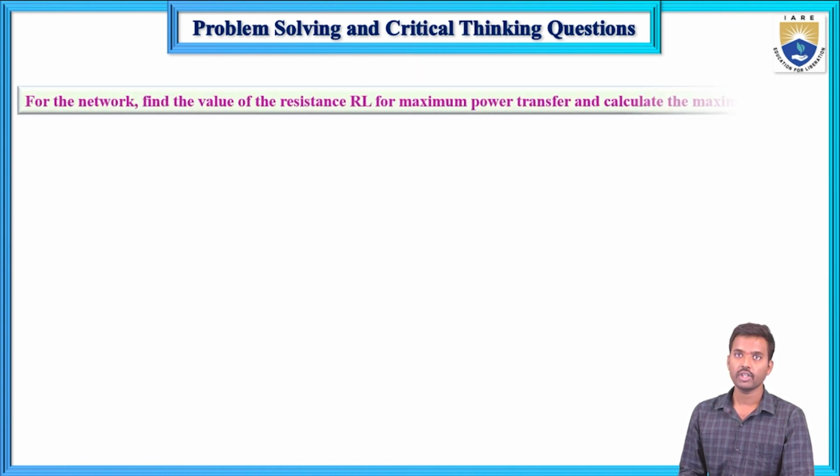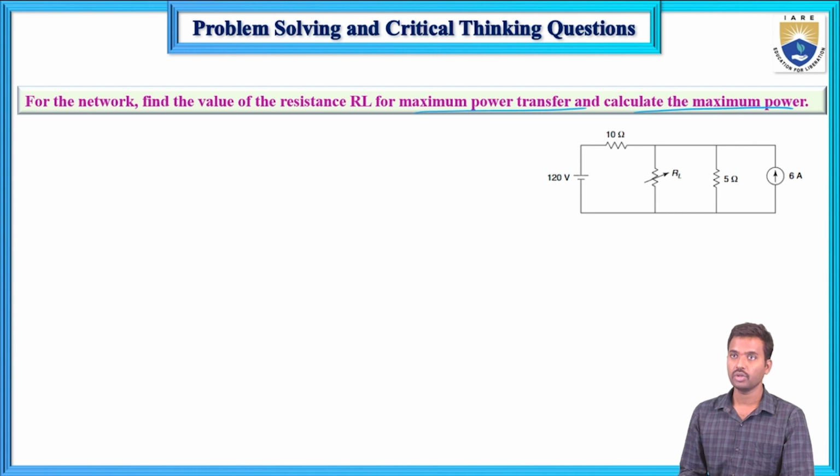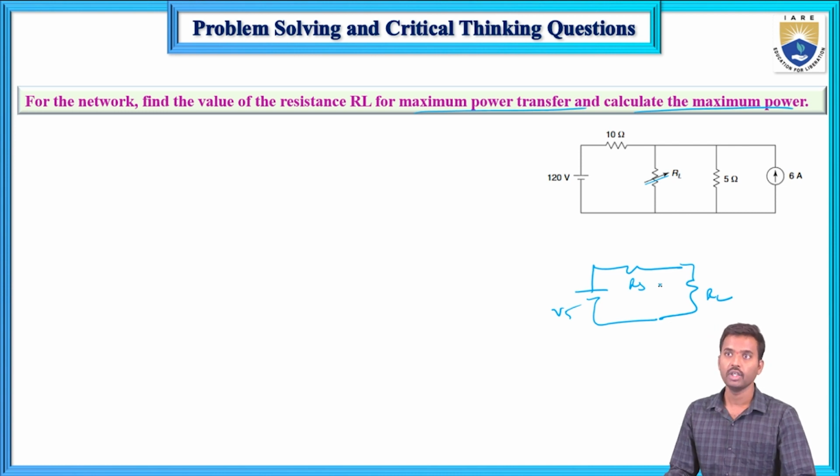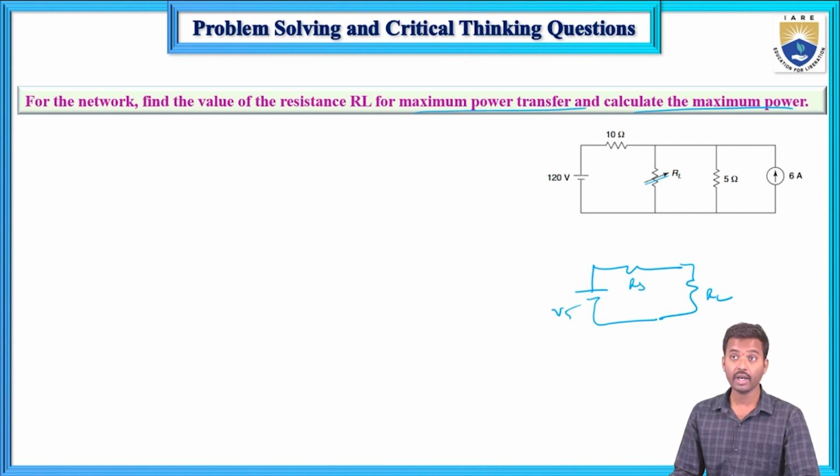Next problem. For the network, find the value of resistance RL for maximum power and calculate the maximum power. First, this is the network. Here you need to calculate this RL. How will you calculate it? First, this resistance is RTH. For maximum power, this circuit is replaced by VS and RS, and this is the RL. RL you need to calculate. From the maximum power transfer theorem you can determine RS. So first, this is the circuit.